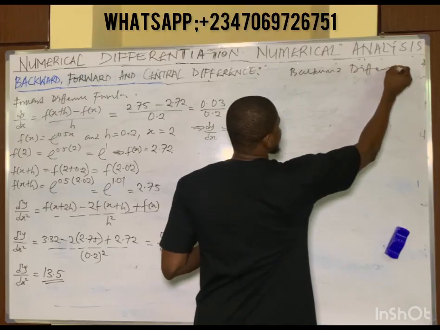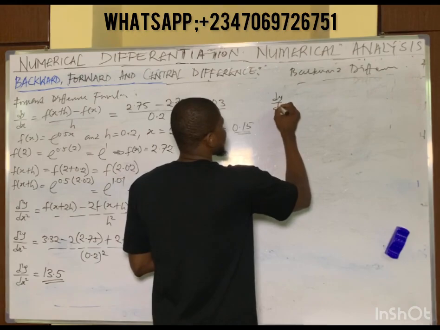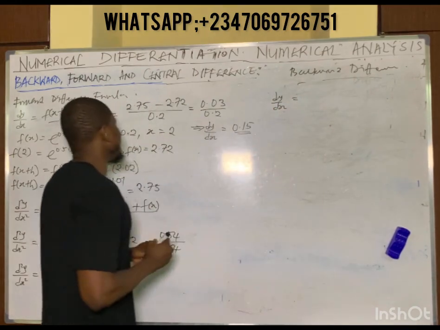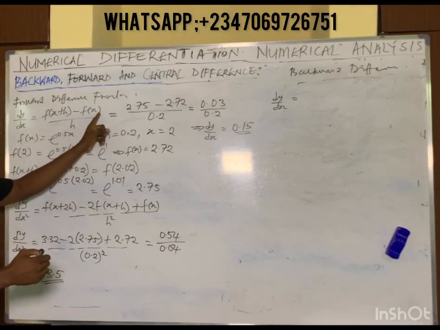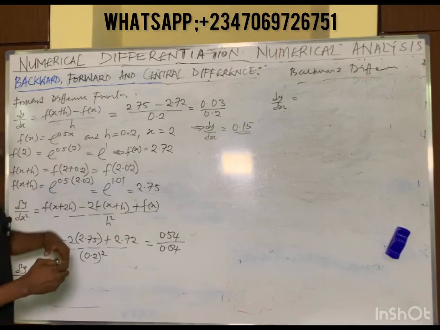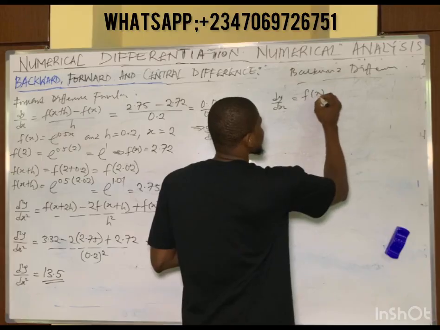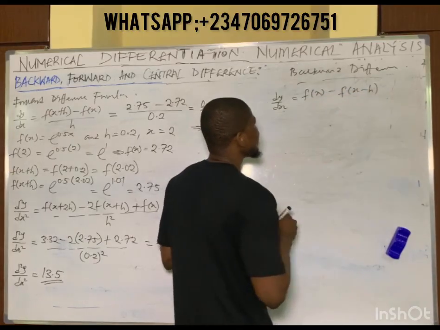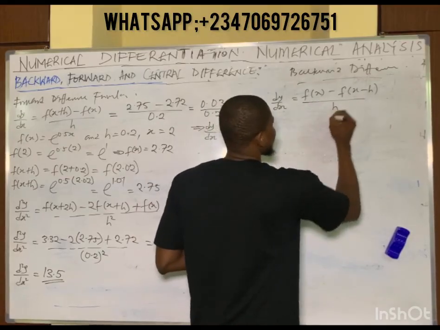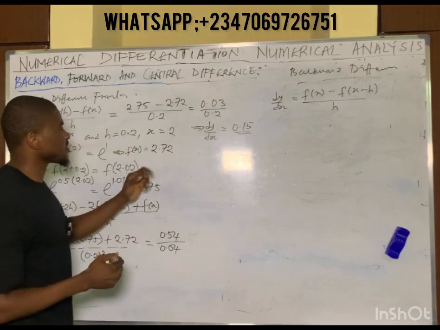Okay, so for the backward difference method, our first derivative, dy all over dx, we take that from behind. So from the forward difference formula, simply start from behind. It becomes f of x minus h, right? So you simply have f of x minus f of x minus h, and you have this divided by h. So we know what f of x is. We found the value 2.72.